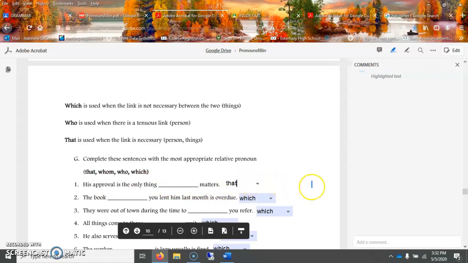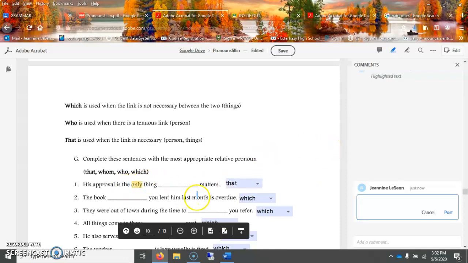His approval is, because we're also saying only. Only is really important here because it's only one thing, which means the link is necessary. Now, if we said his approval, which matters, it might not be the only thing, I guess. So in this case, it is that.